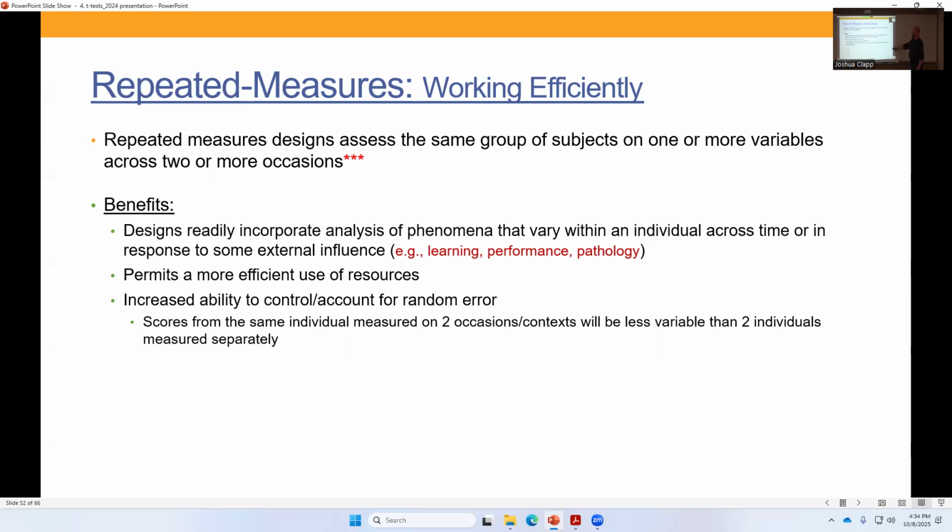And what I can do with this is really where you make your money: increased ability to account for and control for random error. Scores from the same individual measured on two different occasions are going to be far less variable than two individuals measured separately. So if I'm interested in the impacts of having our class from 2 to 5 versus 8 to 11 in the morning, right?